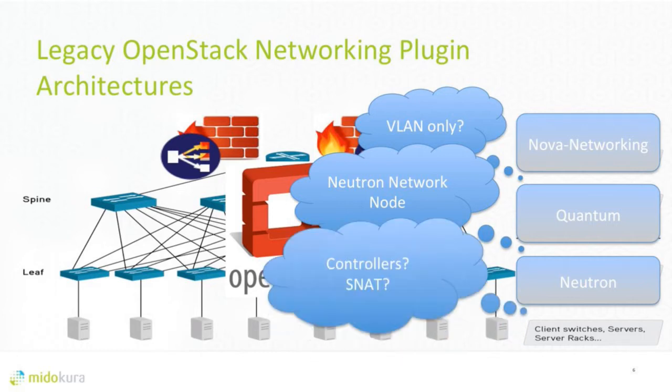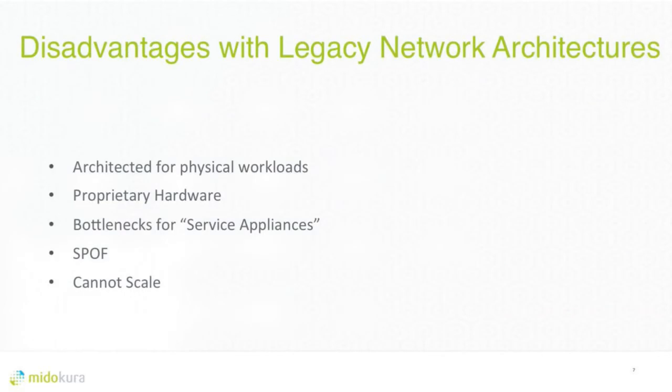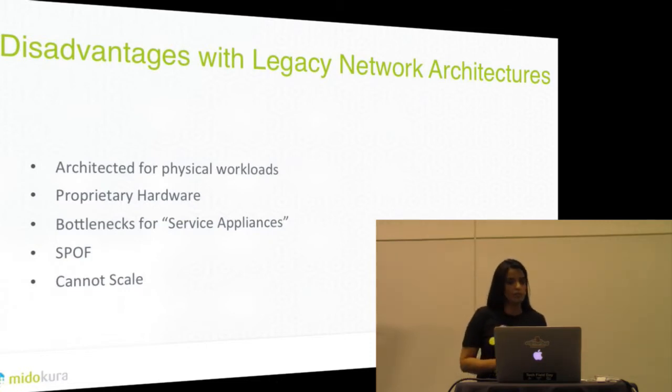And as Neutron develops and continues to grow with different solutions, there still hasn't been that escape in some solutions from certain bottlenecks in the network. Let's say controllers for doing higher layer services, or SNAT still residing on the Neutron network node. So the evolution is still continuing for various plugins. But the bottom line is not all of them have totally escaped the bottleneck scenarios for certain higher layer services. So, disadvantages with legacy network architectures, a bit of a blanket statement for both the pre-virtualization era as well as OpenStack.